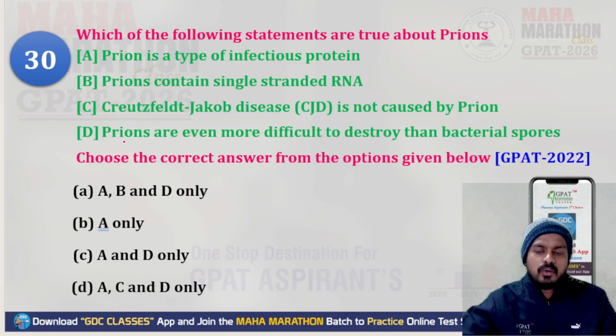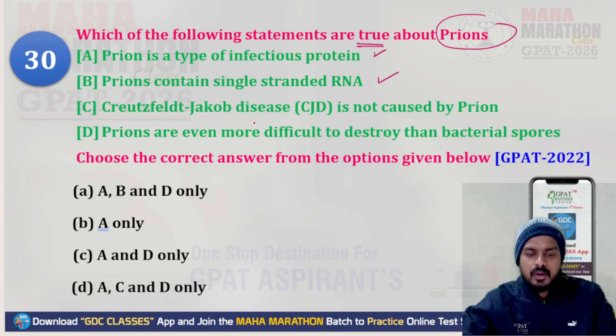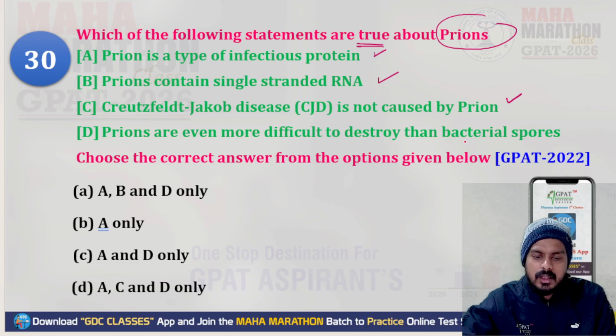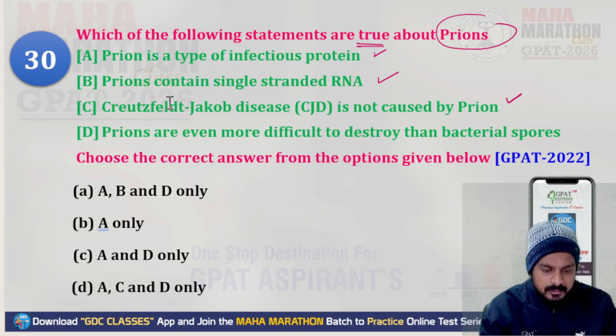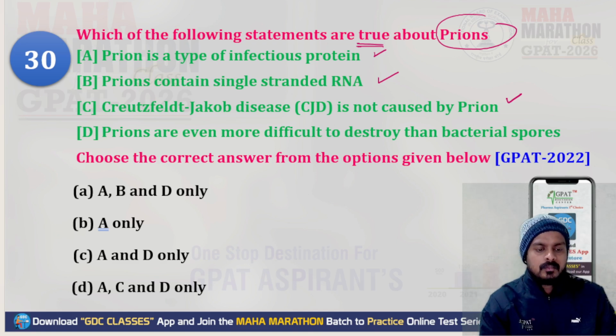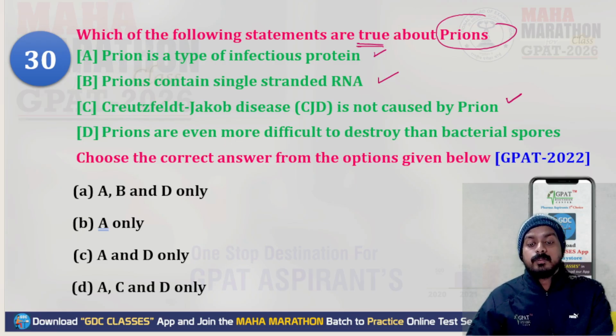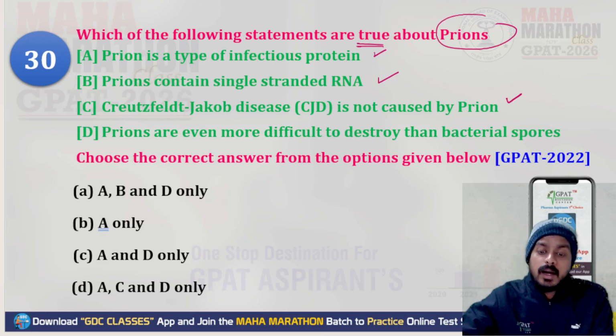Next question. Which of the following statements are true about prions? Prions are a type of infectious protein. Prions contain single-stranded RNA. Creutzfeldt-Jakob disease is not caused by prions. Prions are even more difficult to destroy than bacterial spores. Answer this question. You have to find out which statements are true.